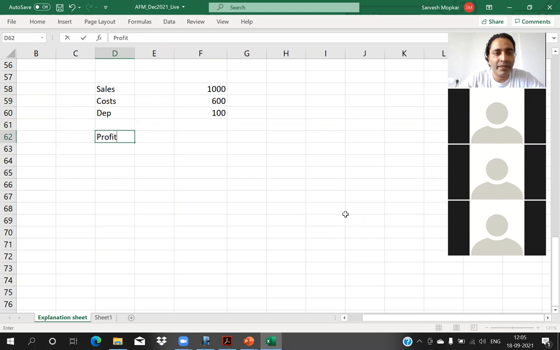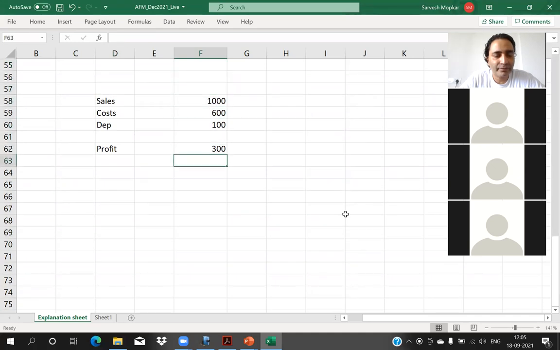All the expenses I minus. After deducting all the expenses, it is 300, that is the profit. Let us say tax I pay at 30%. $90 tax paid. What is my PAT? Profit after tax is 300 minus 90, that is 210. What will be my cash flow?